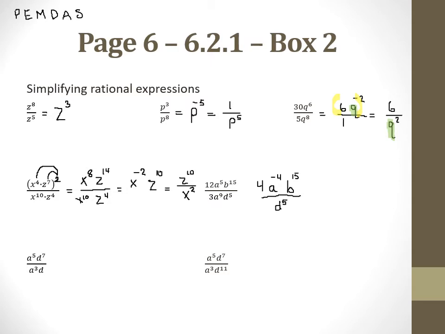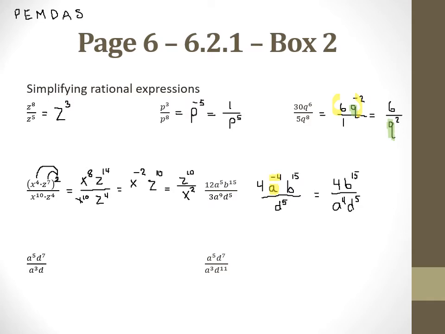And then you just want to double check if you have any negative exponents, which we do. This term here with a, that's going to switch to the bottom of the fraction. So I'm left with 4b to the 15th in the numerator, and a to the 4th and d to the 5th in the denominator.